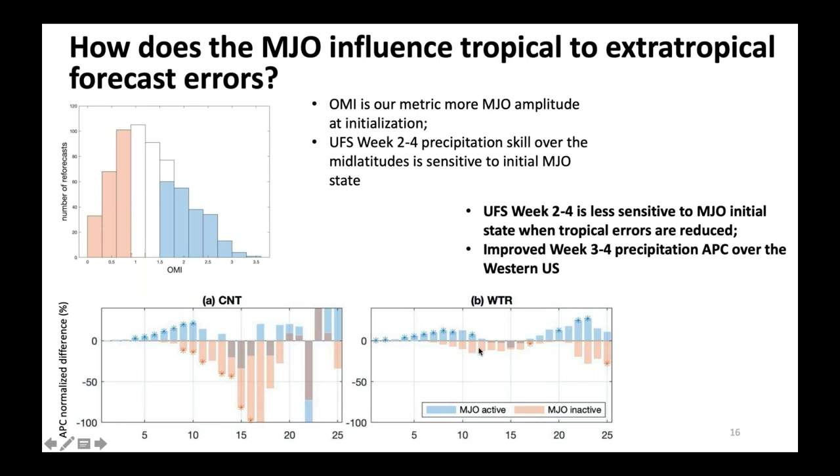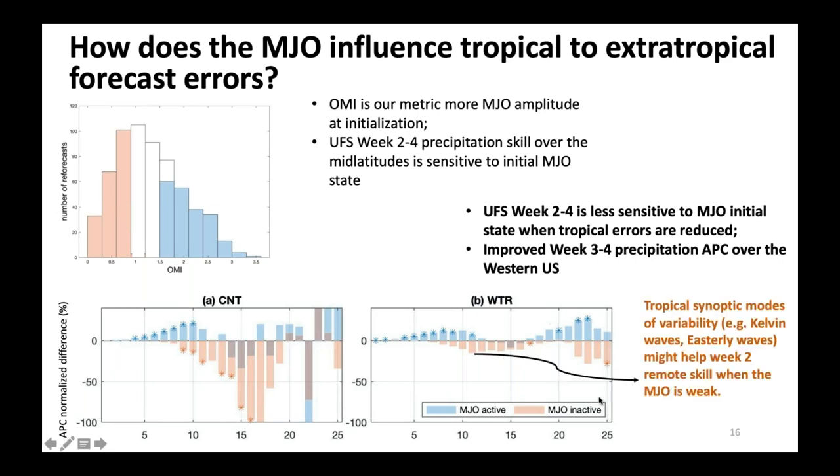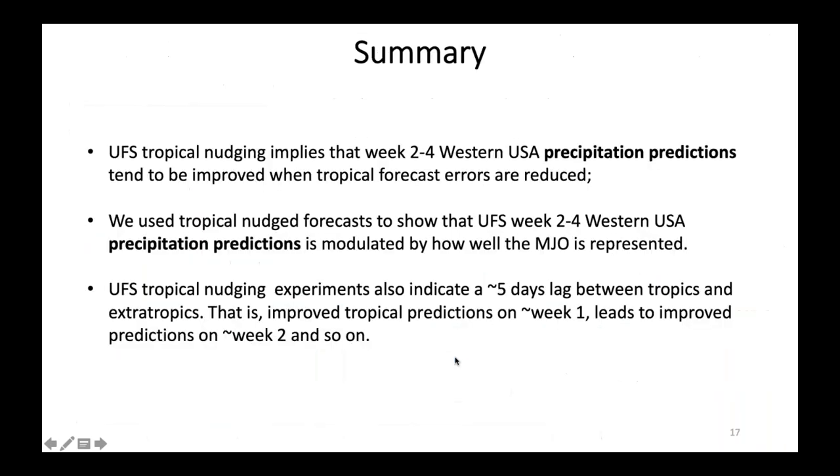We also see that week two and three forecasts tend to perform close to average when the MJO is inactive. And that's one of the things that we are interested in looking at, for example, what's the role of tropical synoptic modes of variability in helping us realize this potential. And I'll leave you with my summary slide here.